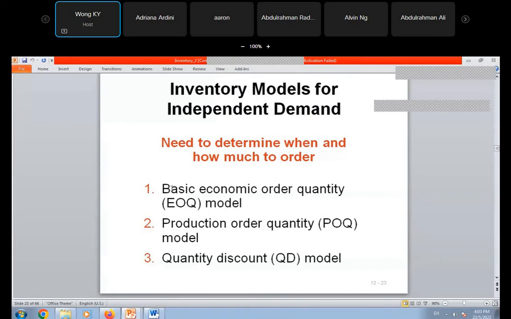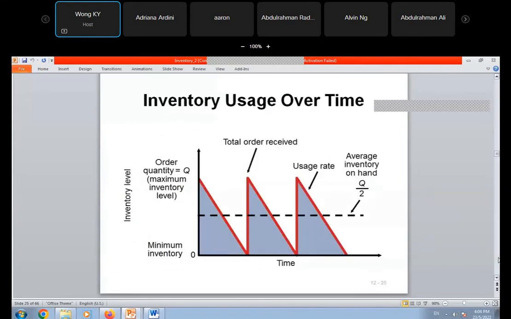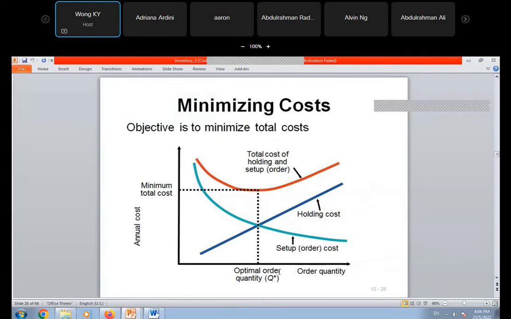If you remember this slide, there are several models that you will study. One of them is the EOQ model, another is the POQ model, and then we also have the quantity discount model, and several more to come, which is the probabilistic model. Right, the EOQ model, if you remember, the objective is to find the optimum order quantity, so that we can minimize the total cost.